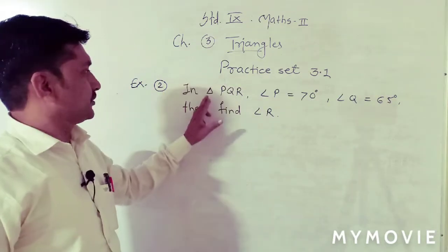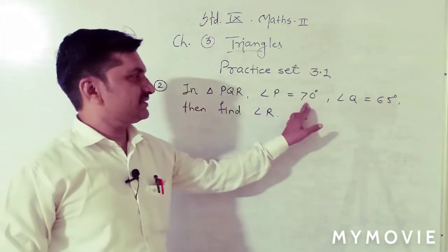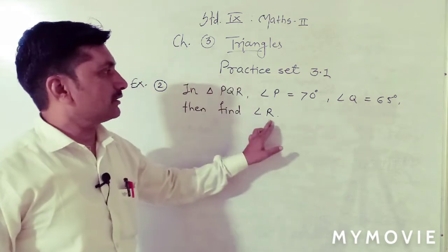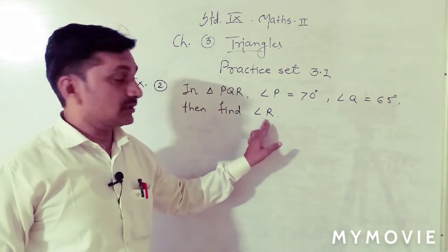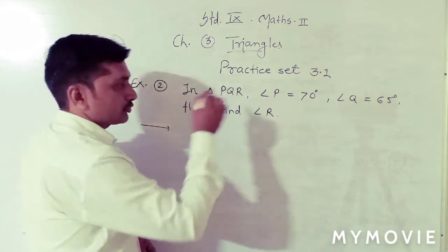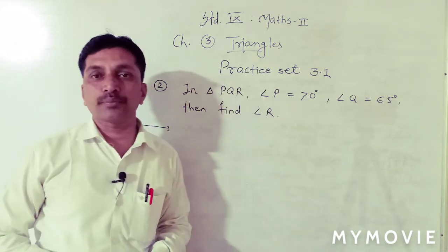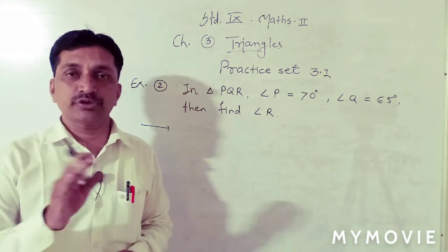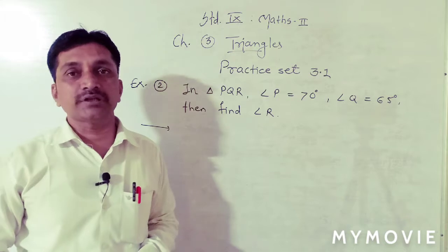Example number 2. In triangle PQR, angle P is 70 degrees, angle Q is 65 degrees, find angle R. Meaning angle R is the third angle of the triangle. And for that we have to use the angle sum property of a triangle. What is the angle sum property of a triangle? The sum of the three angles of a triangle is 180 degrees.